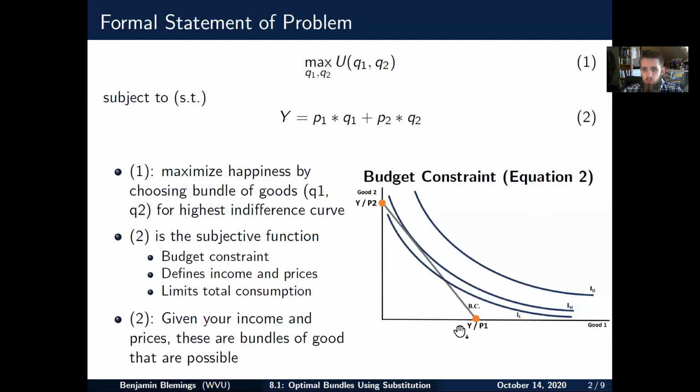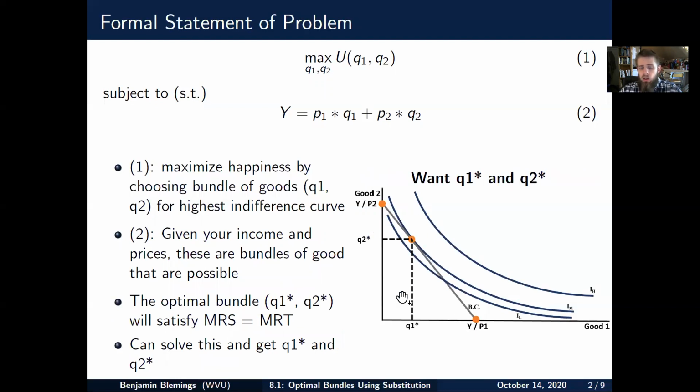And so we're looking for Q1 and Q2 such that our utility is the highest it can be, given our income and given our preferences. This is the highest amount of happiness we can get. And we need these optimal Q1s and Q2s. We can do that with the information we have to satisfy the condition that the marginal rate of substitution, the slope of the indifference curve, equals the marginal rate of transformation, the slope of the budget constraint. And if we get the point where those two are tangent, or touching just once, then we have our optimal Q1 and Q2.